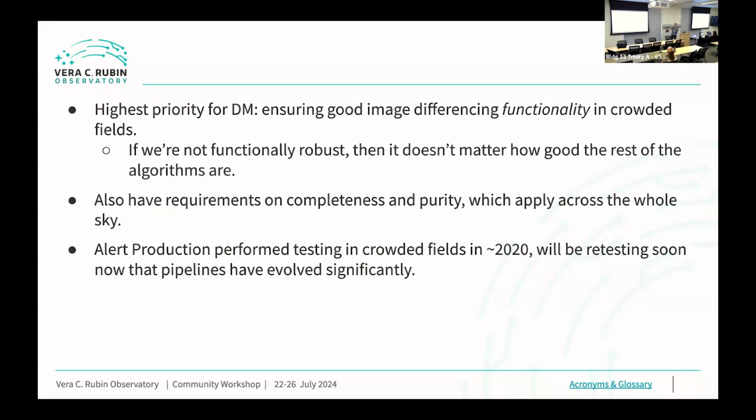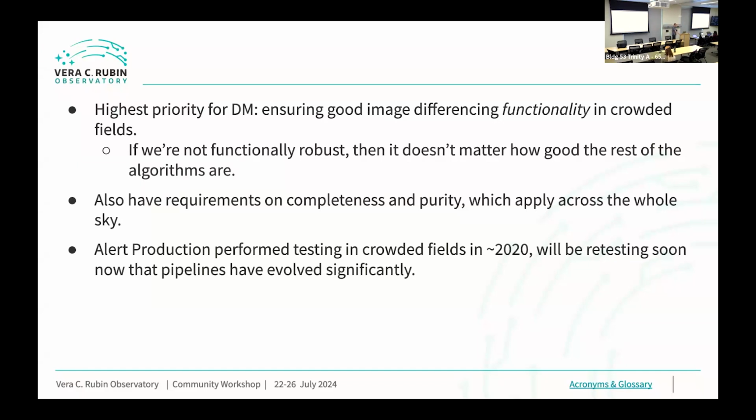So that has been sort of the step one to making sure that we're functional in those fields, is make sure that we can do astrometry, etc. There's a sort of a handful of things that go into that. We do have requirements in completeness and purity. In general, they apply across the whole sky. There's some sort of detailed caveats on that, but those are goals that we're aiming for even in crowded regions. Sorry, for image differencing, completeness and purity and image differencing.